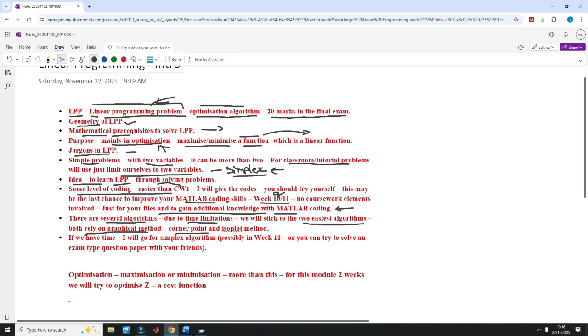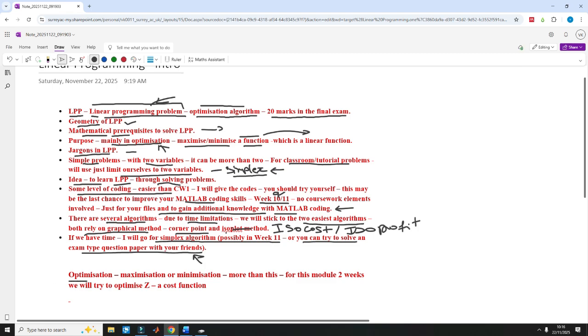Shortly, these are called the corner point method and the isocost method, or isoprofit method. And if we have time, I will explain something about the simplex algorithm, possibly in week 11. Or in week 11, better, we will focus our attention on solving an exam type problem. You can solve this with your friends in the classroom.